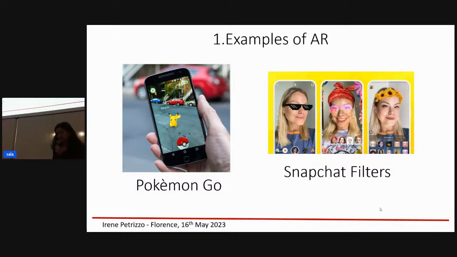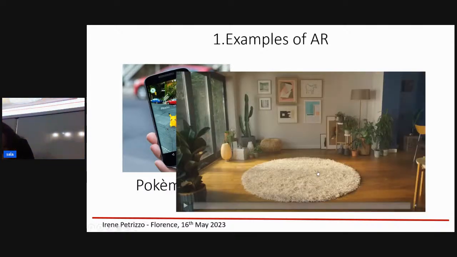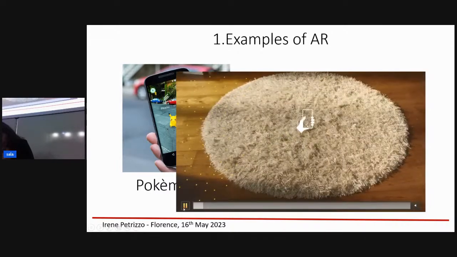So a lot of you might have come in contact with things like Pokemon Go, which was an application that allowed you to go around and open the front camera of the phone, and then virtual elements like Pokemons were inserted in the real environment. Even Snapchat filters or Instagram filters, even though we are not used to thinking about them as augmented reality, are an example of augmented reality, because there is the real element that is your face, and then you can insert virtual elements on it.